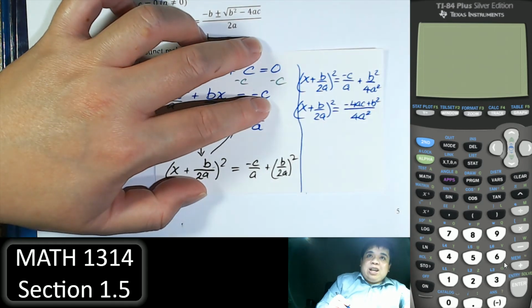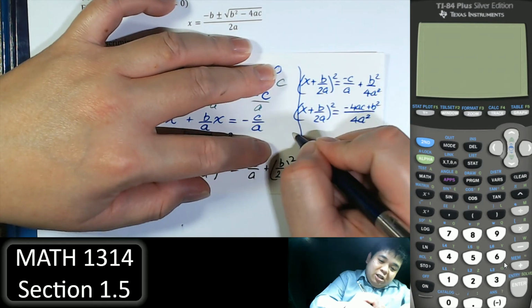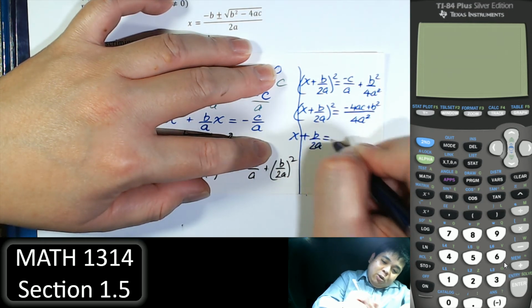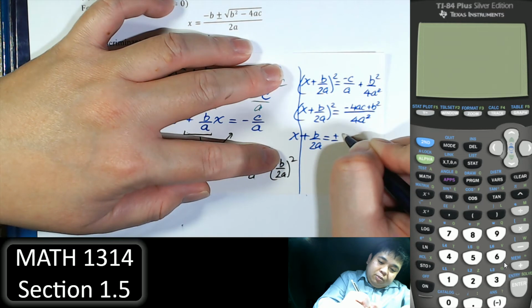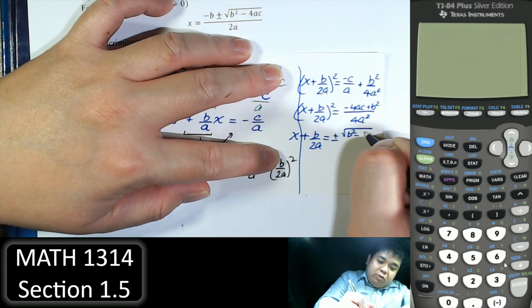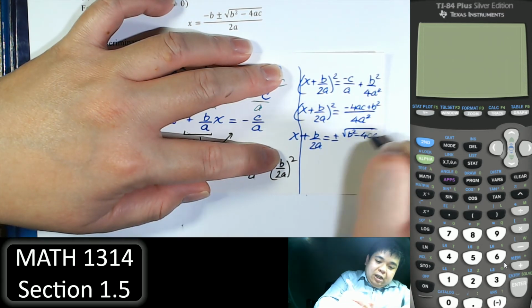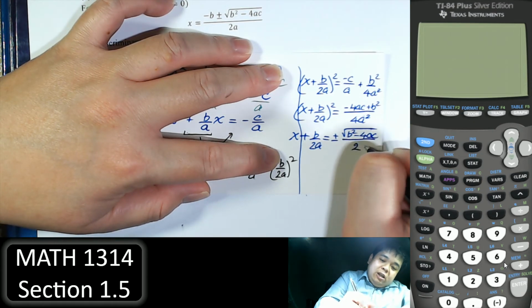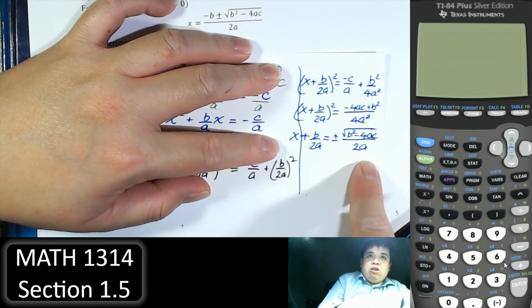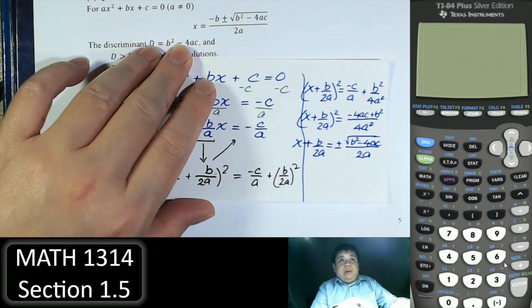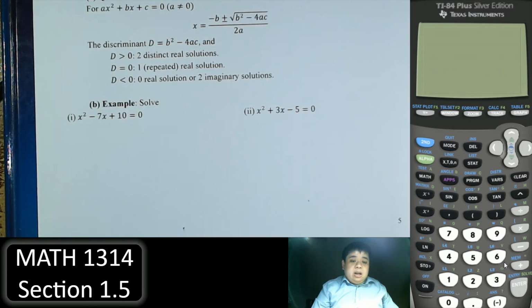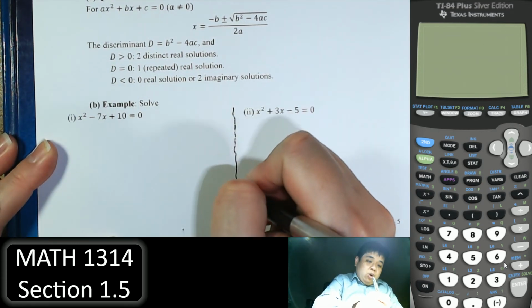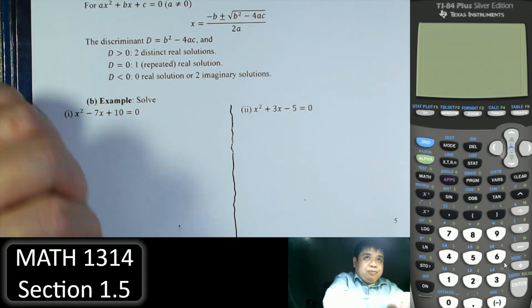And finally, take square root on both sides, put a plus or minus. We have x plus b over 2a equal to plus or minus the square root of b squared minus 4ac. Square root of 4a squared is 2a. Bottom line is when we move that to the other side, we have the quadratic formula. So in a sense, the quadratic formula comes from completing the square of the general case.